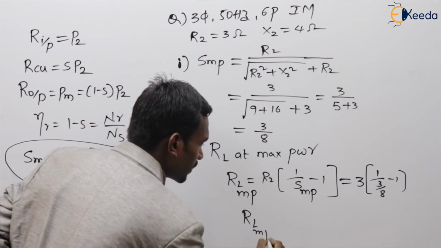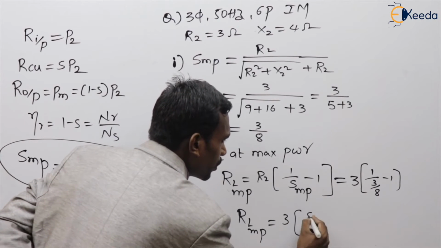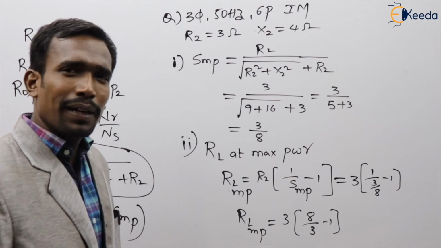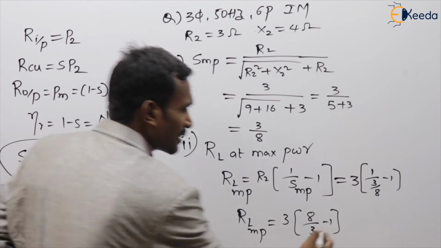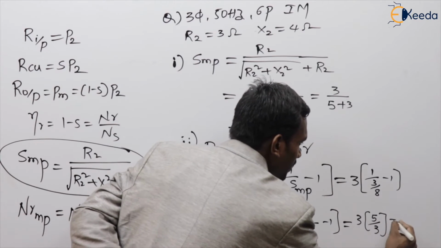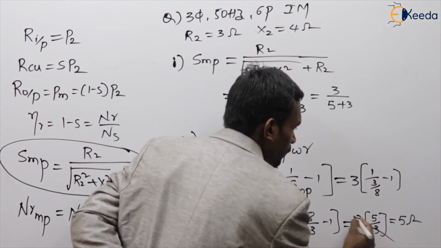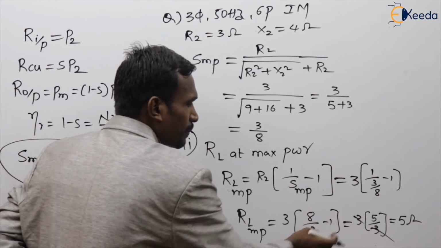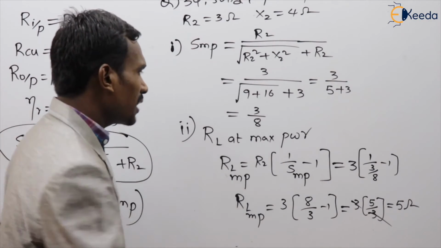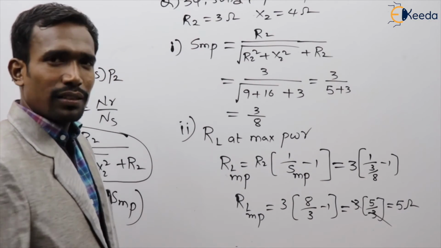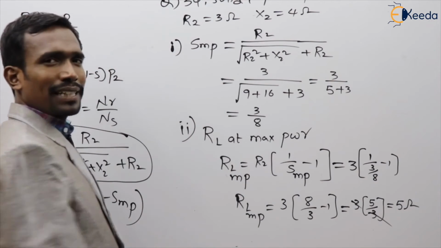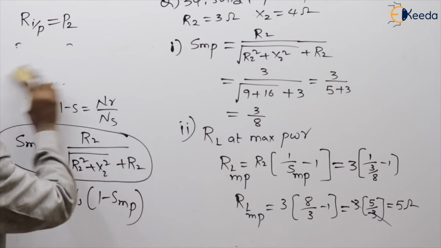My load resistance at maximum power is equal to 3 into (8 by 3 minus 1). Can you tell me the final answer? 3 into 5 by 3 is 5 ohms. LCM 3, 8 minus 3 is 5. So 5 ohms. This is the load resistance at maximum power, along with the slip at maximum power.